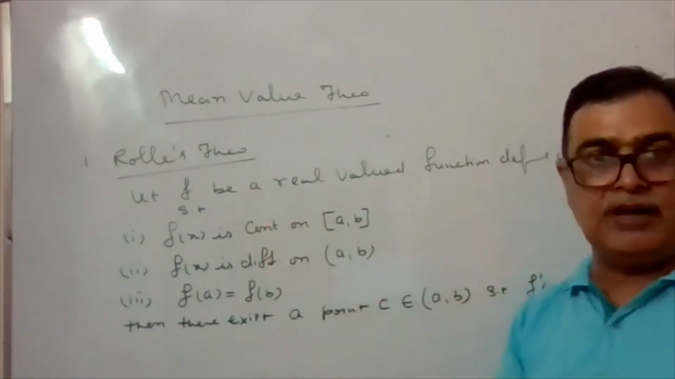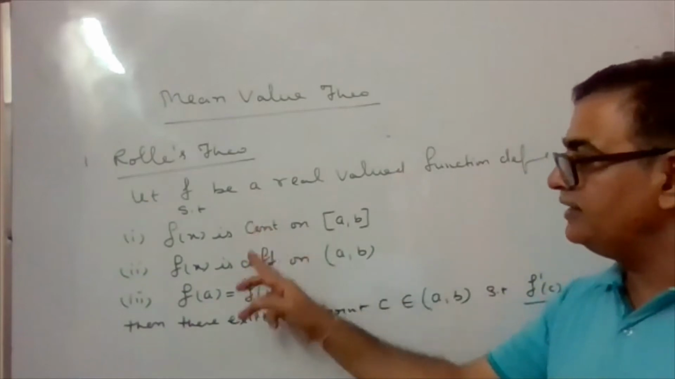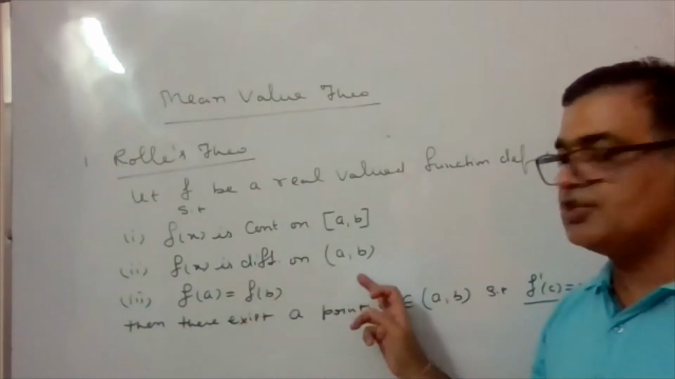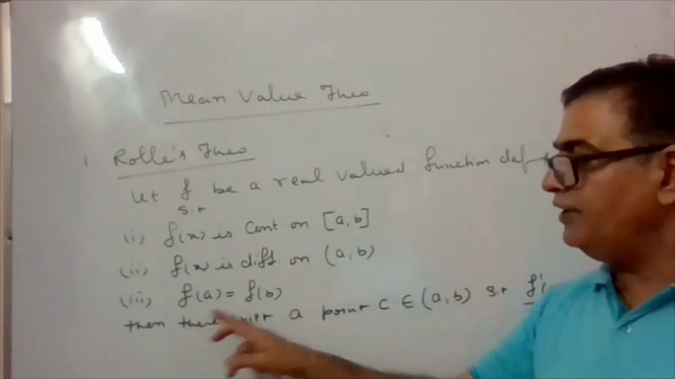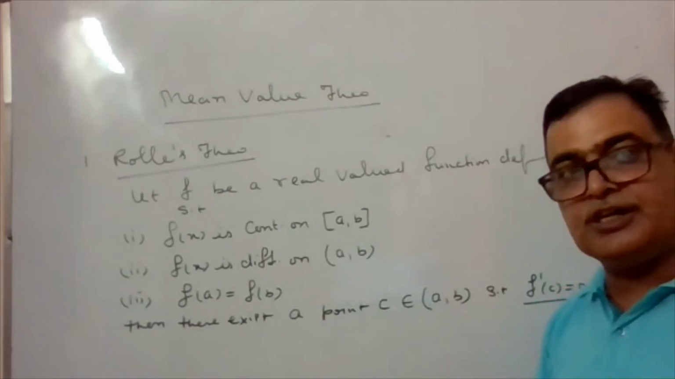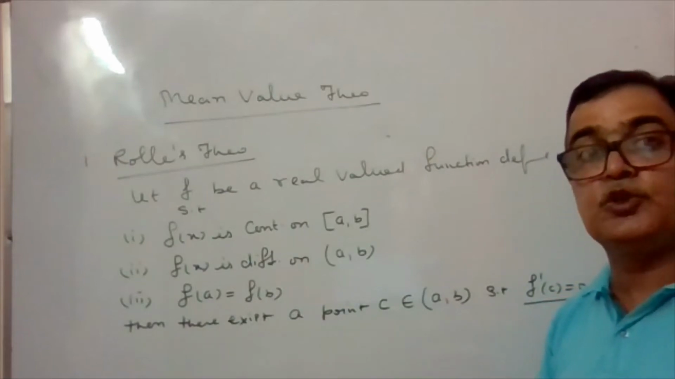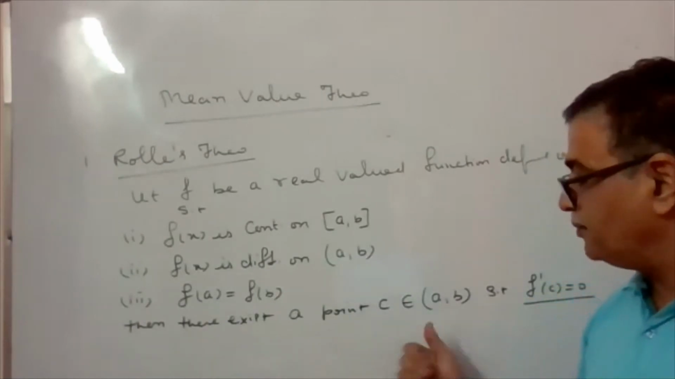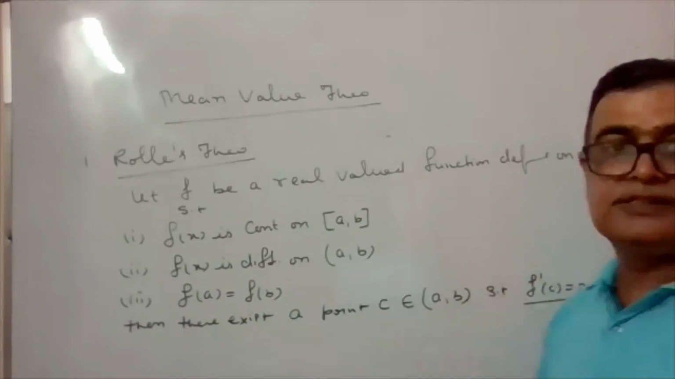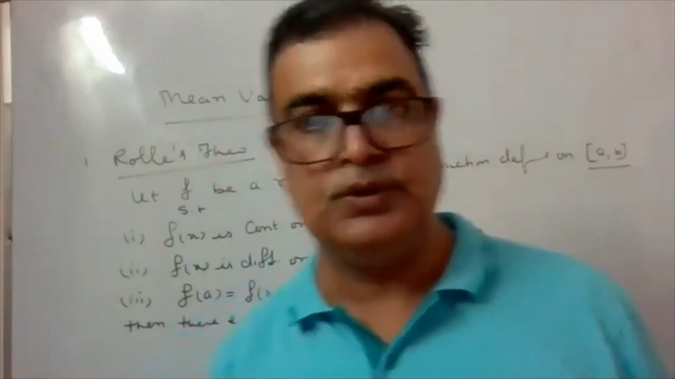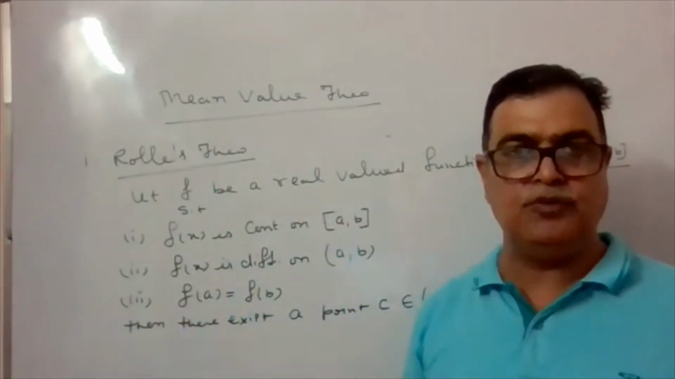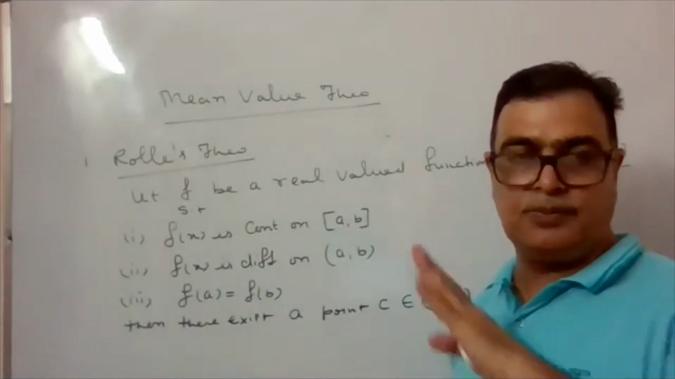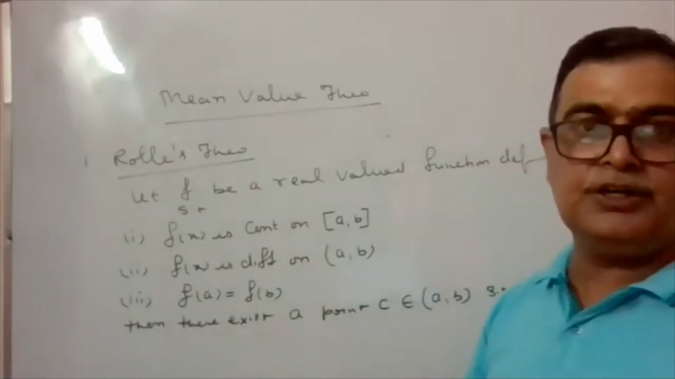If any real valued function is given to us that satisfies these conditions, that function should be continuous on the closed interval, differentiable on the open interval, and f(a) is equal to f(b). So these three conditions are satisfied. We say Rolle's theorem is applicable. And if it is applicable, then there exists a point c belonging to (a, b) such that f'(c) has to be 0. Now, what is the meaning of it? Why are we taking this? That also you should understand. So, by the graphical way, I am telling you. So, please note it fast.